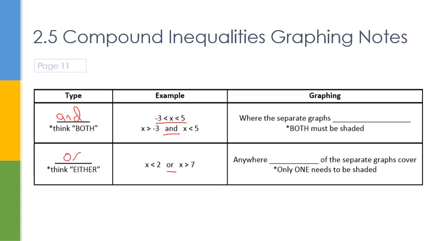You can think of the ands as being both. So where separate graphs overlap, it's where both must be shaded. It's where they cross each other. We'll see examples of this in a moment. And with an or, you go either way. So anywhere either of the separate graphs cover. Only one needs to be shaded.